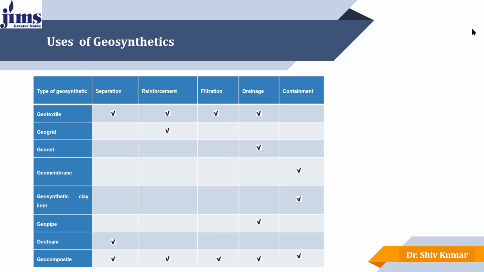Geosynthetic clay liner, we can also apply in containment. Geopipes, we can apply in drainage. Geofoam is used in separation, and geocomposites have wide application in all the fields like separation, filtration, reinforcement, drainage, and containment.